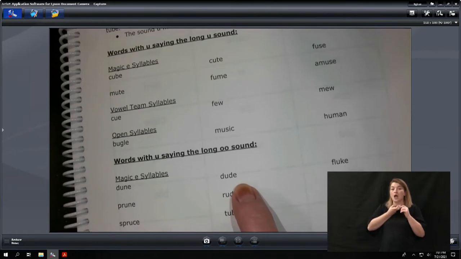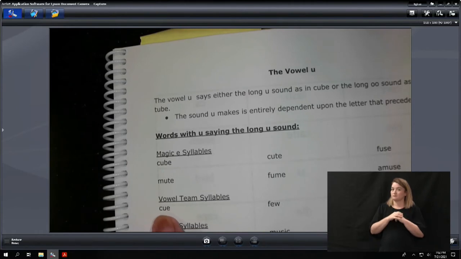All right, let's say cute. Is it saying you or oo in cute? You, cute, and your chin is dropping down. But if we say the word dude, what's your mouth doing on dude? Say that, dude. See how your lips are kind of puckered? The difference between the you and the oo? Well, here's our vowel team, Q. Say it and tell me whether it's saying long U or oo. Q, it's saying the long U.